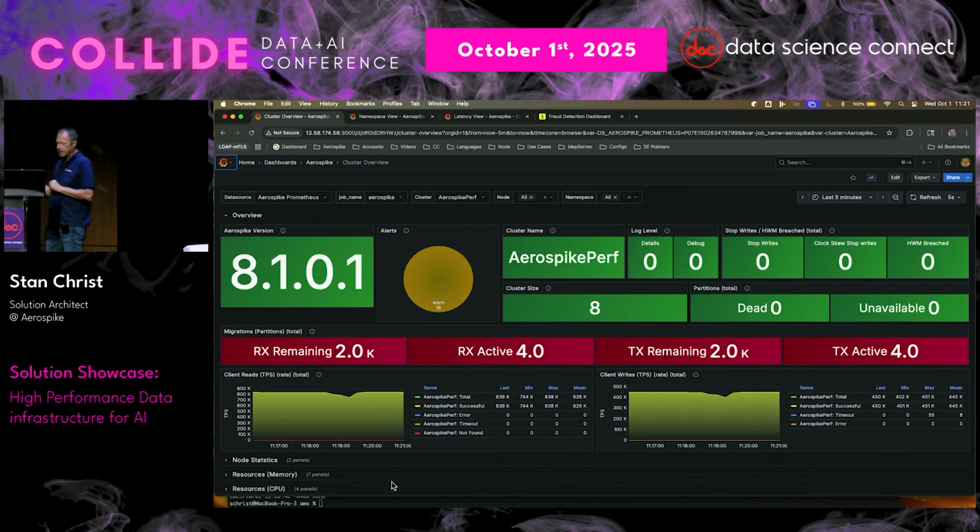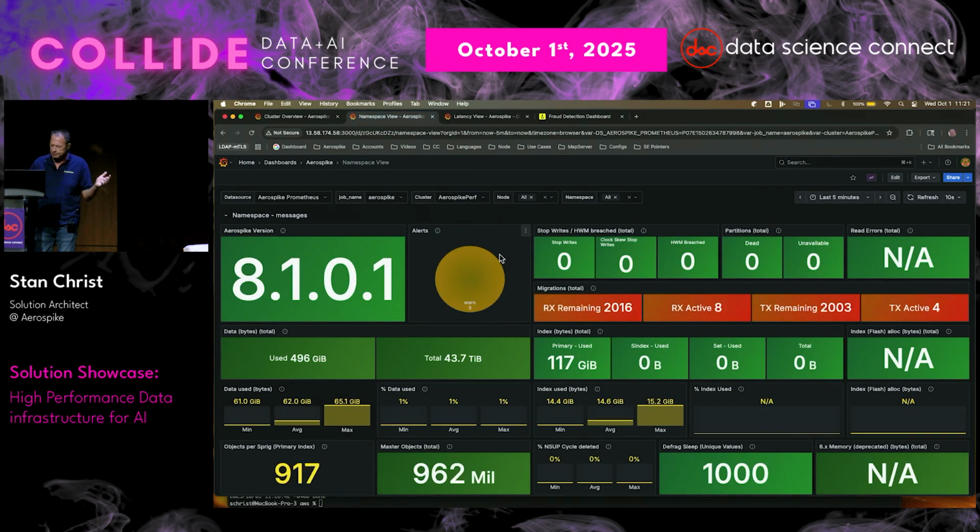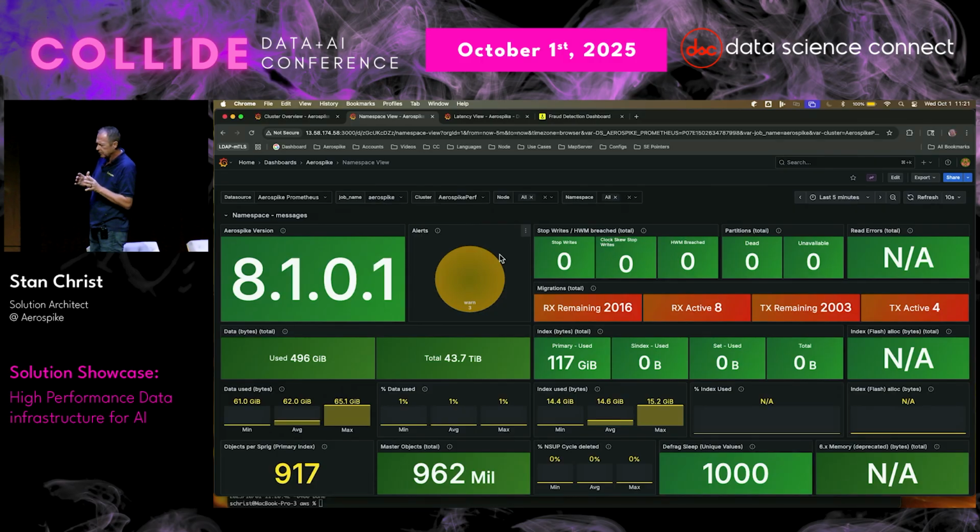And I've gotten 5 minutes in. We're doing pretty good on time so far. So let me take a look here. My namespace. Namespaces are how we store data in Aerospike. It's a logical location for data to be stored. We physically configure it for a particular device setup.